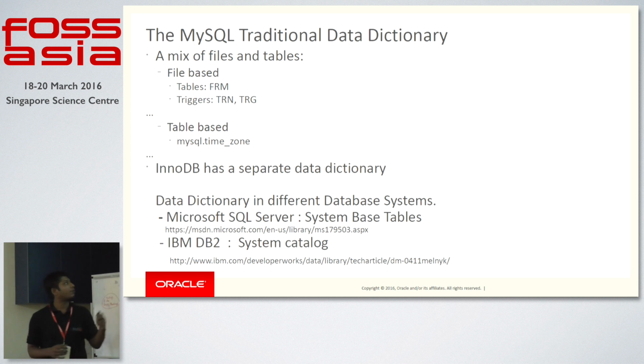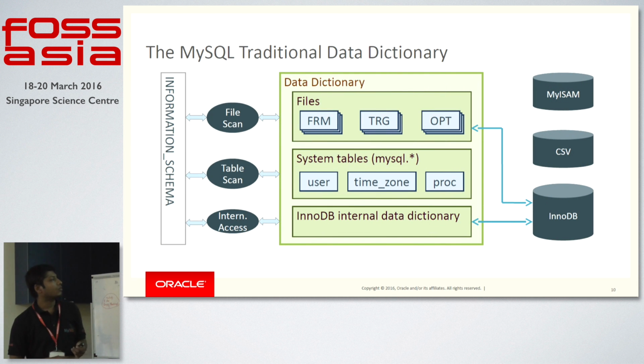Then we have some system tables like mysql.time_zone, mysql.user. All those are tables inside the MySQL database to store the metadata, and InnoDB has a separate data structure to store the data dictionary information. So traditionally MySQL uses a combination of the InnoDB internal data dictionary, system tables and file-based systems. And this is represented here as the data dictionary in the center. It is the system of all the file systems, system tables and internal data dictionary.